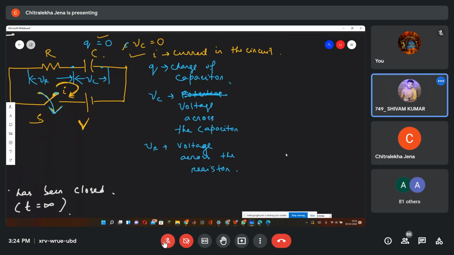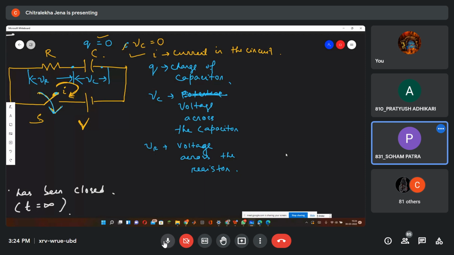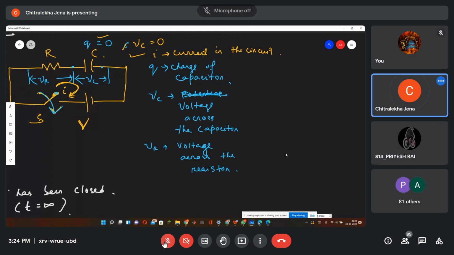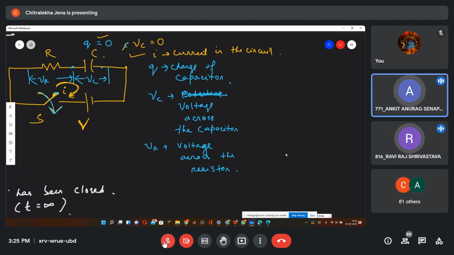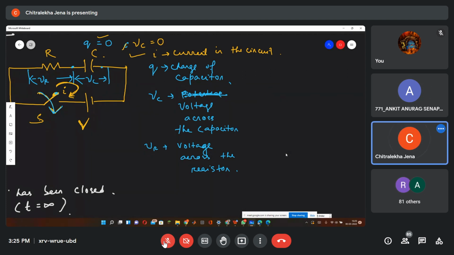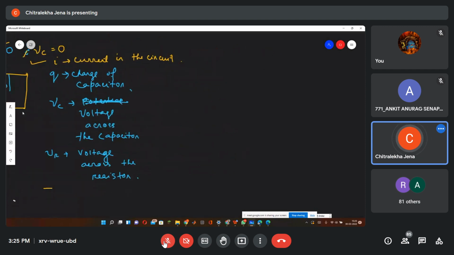Ma'am, it should be zero. I will be V by R. How do you get V by R? Justify. Because the capacitor will not be charged, the potential comes only from V. Okay, very good. So I will discuss first the instant of switching. At the switching instant he is correct. V by R is the correct answer, but let us see how.